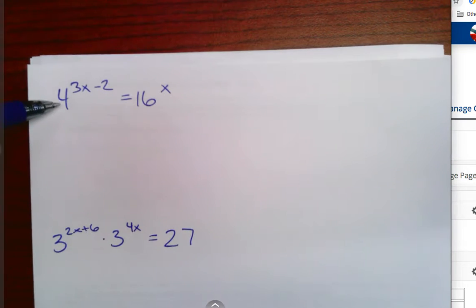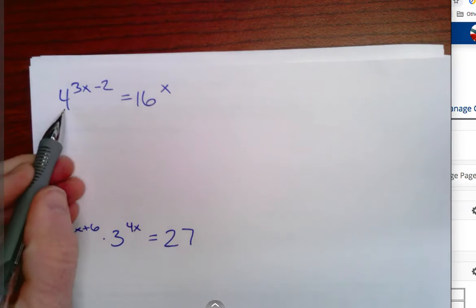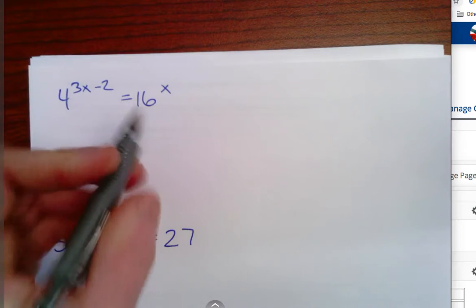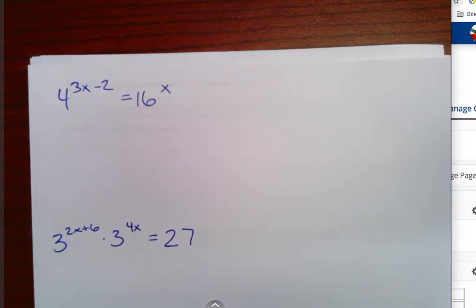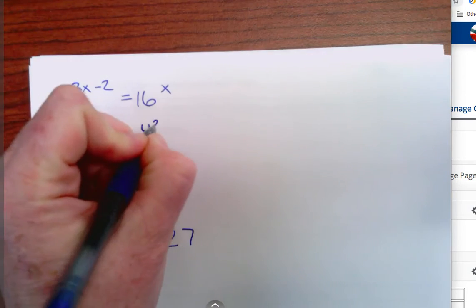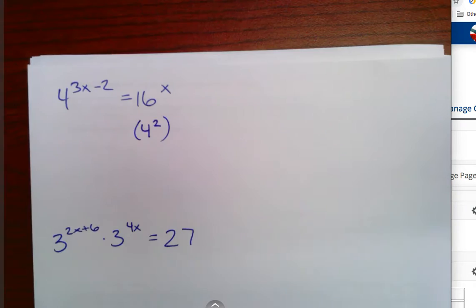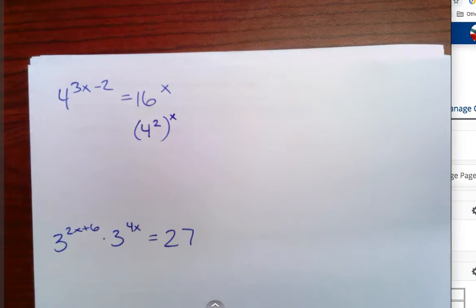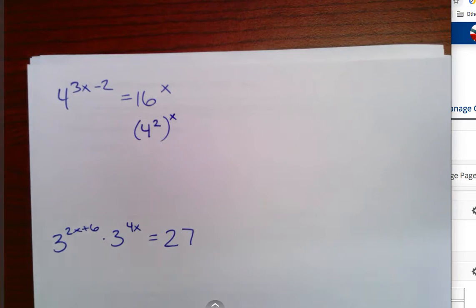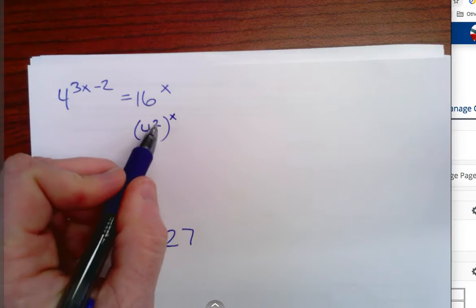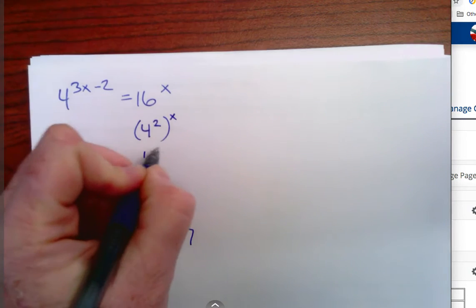So I have 4 to the 3x minus 2 equals 16 to the x. So I need to rewrite these with equivalent bases. Well, I know that 16 is the same as 4 squared. So I'm going to replace 16 with 4 squared, written as 4 squared to the x power. When an exponent is raised to an exponent, we multiply. So this becomes 4 to the 2 times x power.